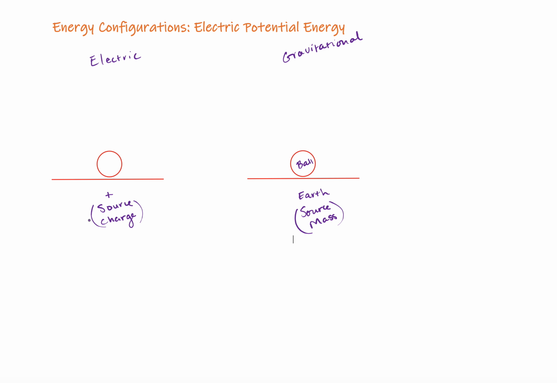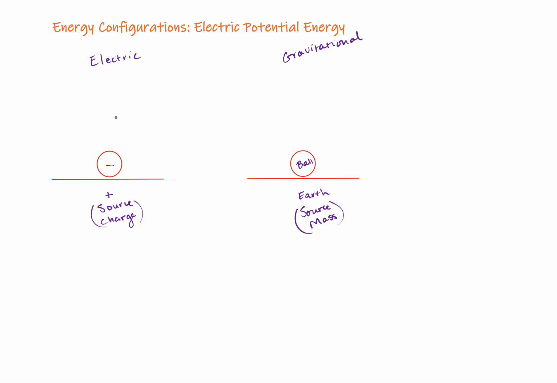Now this ball that I'm going to create over here, I'm going to make it a negative charge. But of course, in the case for gravitational energy, both just have mass, right? There's not negative mass and positive mass, there's just mass. And here on the left, we have the case of a positive charge and a negative charge, whereas I could make the ball positive or negative.